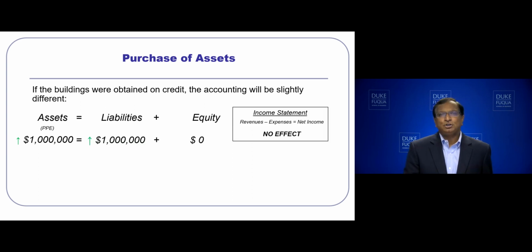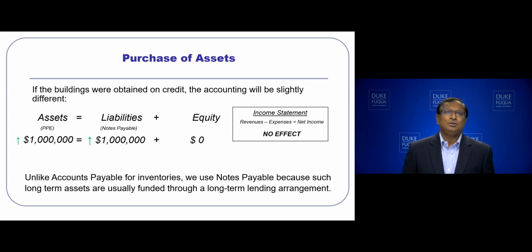However, instead of cash going out of the firm, we will have a liability in the books and there is no income statement effect. And this liability is called notes payable, unlike accounts payable for inventories, because the firm usually enters into a long-term arrangement in the form of a note.